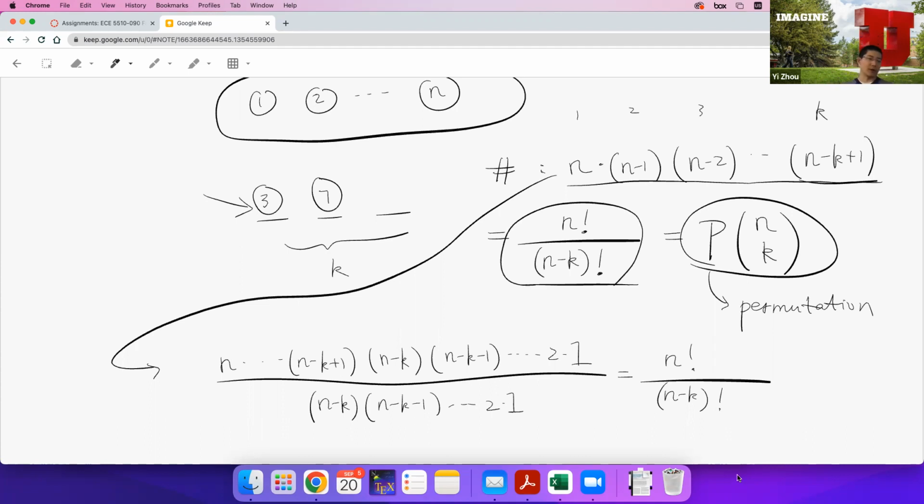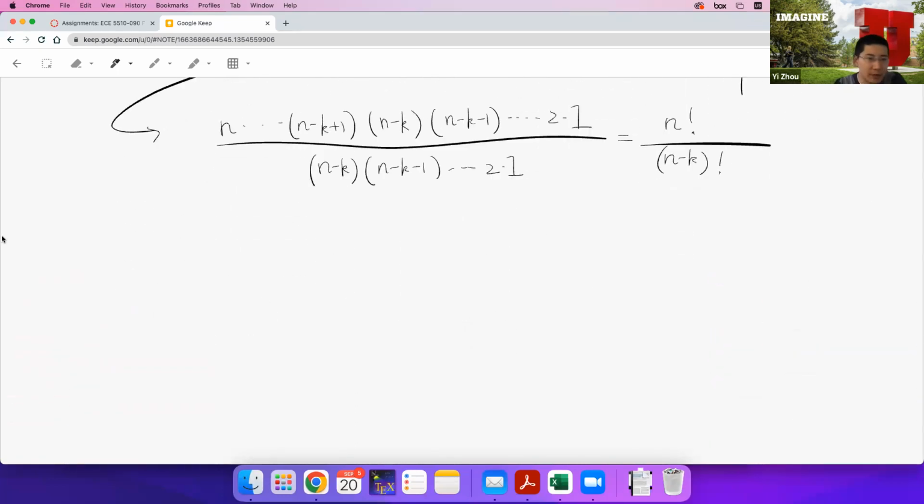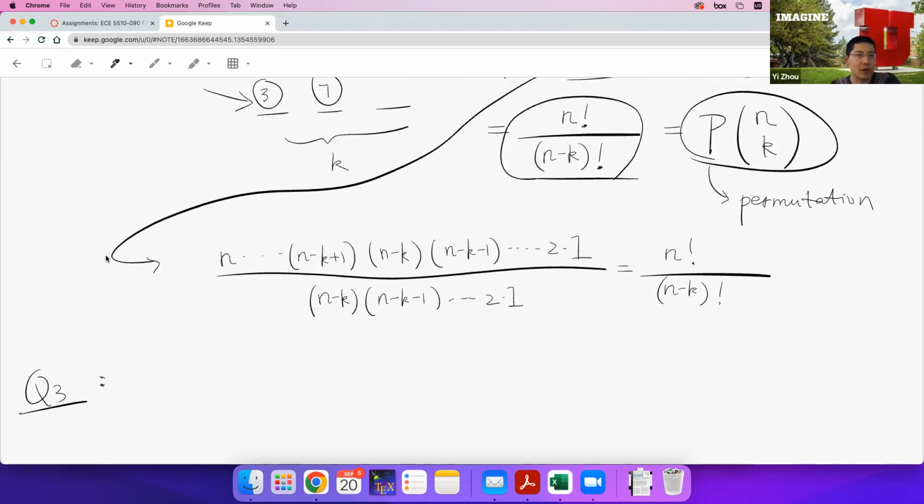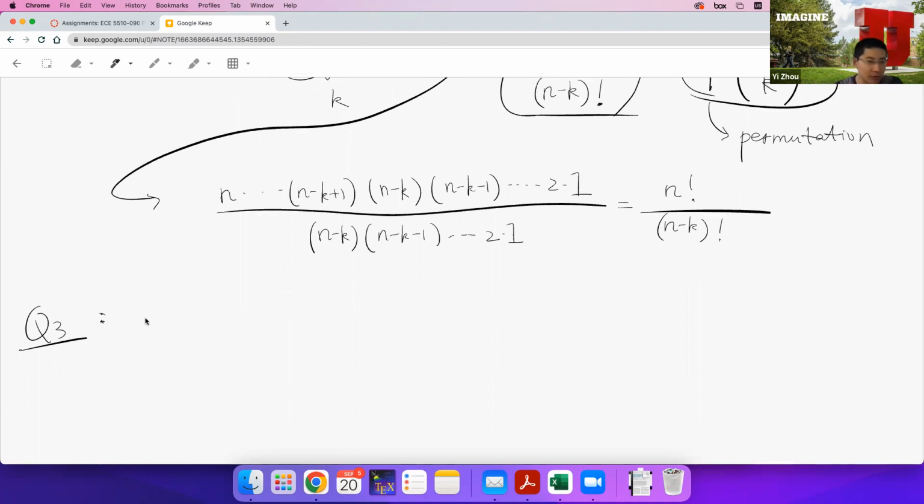Right, so here we are talking about choosing K objects from N objects and then placing them into an ordered list. So the positioning of these objects matters. Right? And in many cases, so the next question, we need to deal with the scenario where we only care about choosing K objects out of N objects, and we do not care about the positioning or the order among these K objects. So this is for question 3.